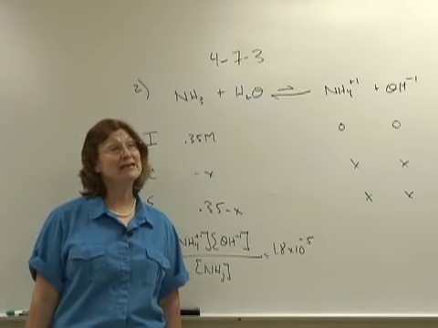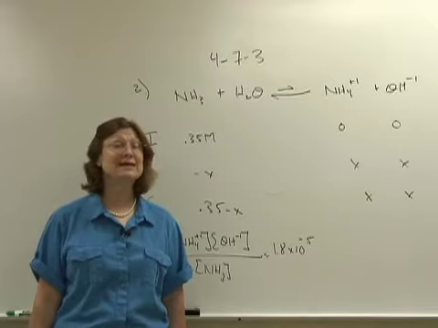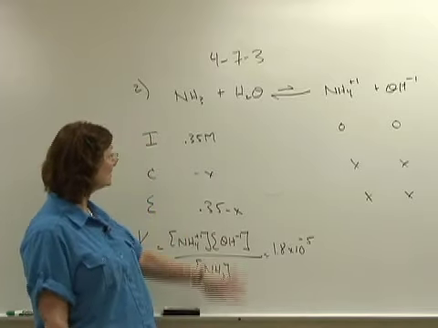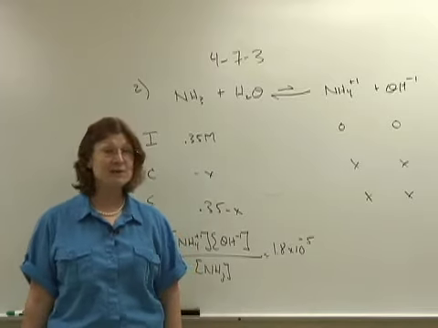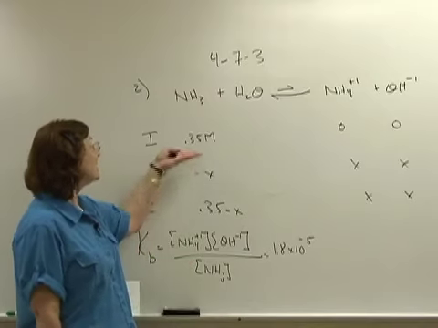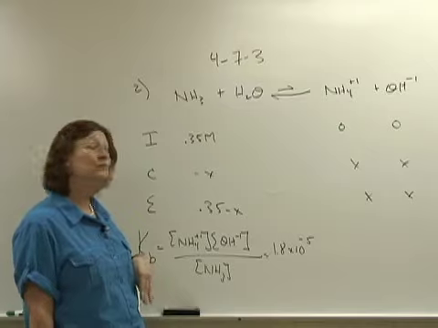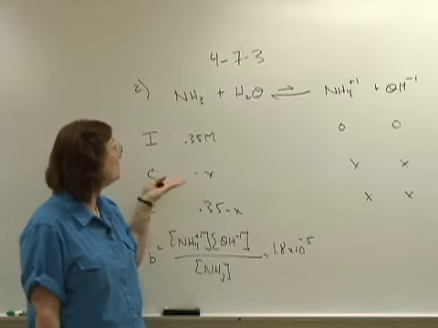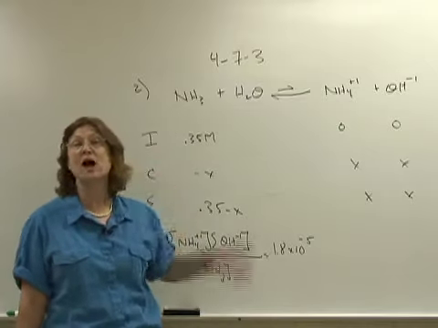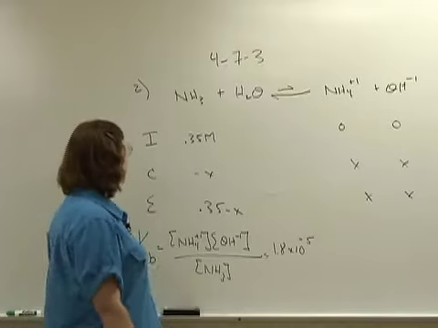In number 2, I have a weak base. Remember, we have to make sure that it is a weak base before we go through this process. If it was not a weak base, then I could just go ahead and take the log of this to get the pOH. But I can't do that because this is a weak base. Ammonia is one of our most common weak bases.